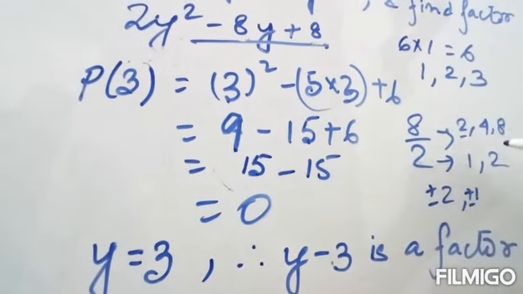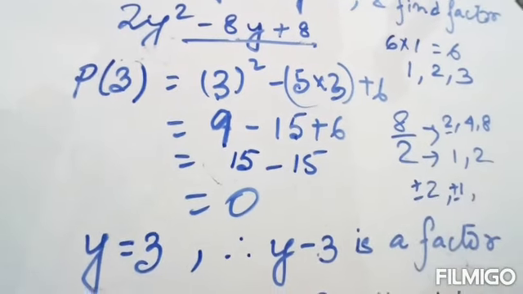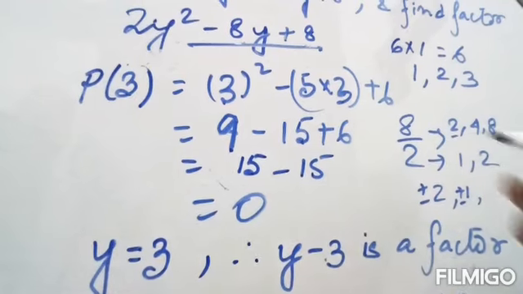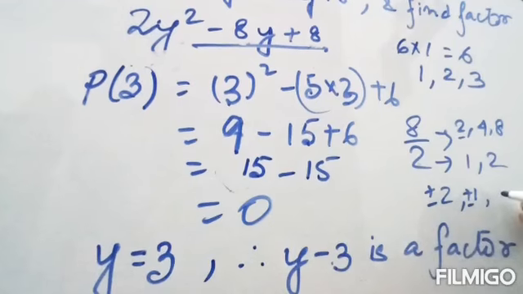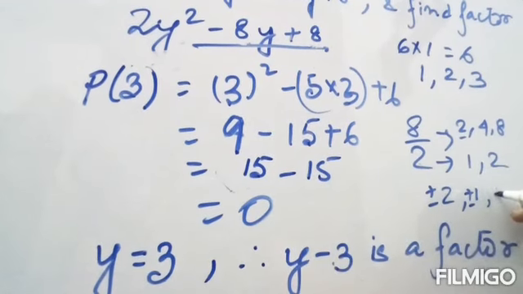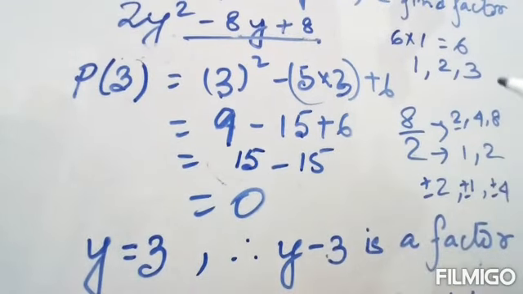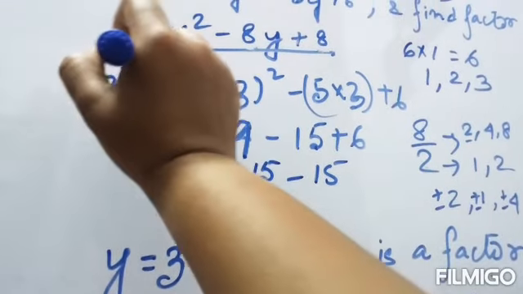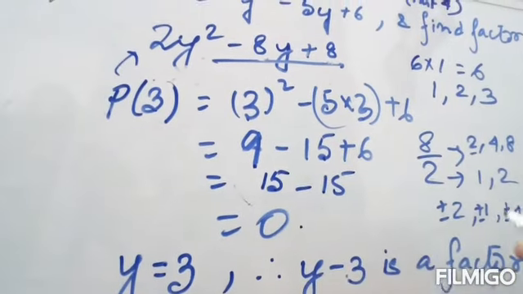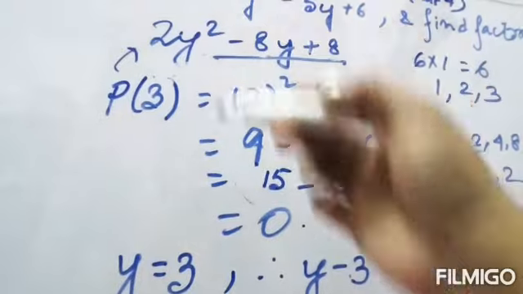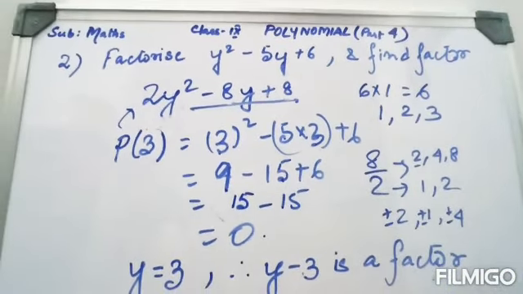So plus minus 1. Then 4 by 2. 4 by 2 means 2 again, so we'll not take it into consideration. Then 8 by 2 means 4. We will take plus minus 4, and we will substitute 2 into the equation and see whether the remainder is coming as 0 or not, and then again we'll substitute 4 and see whether it is coming 0 or not. In this way we will go on doing. Understood?